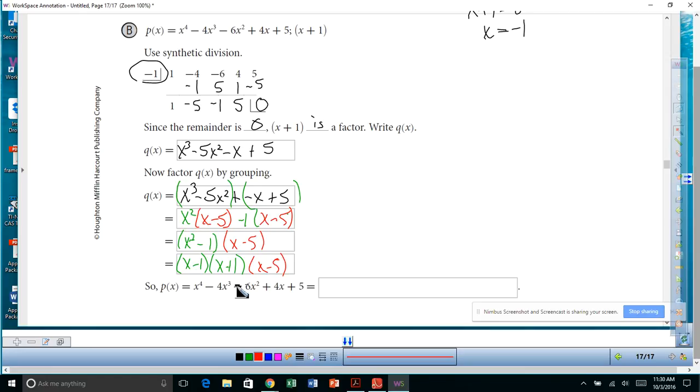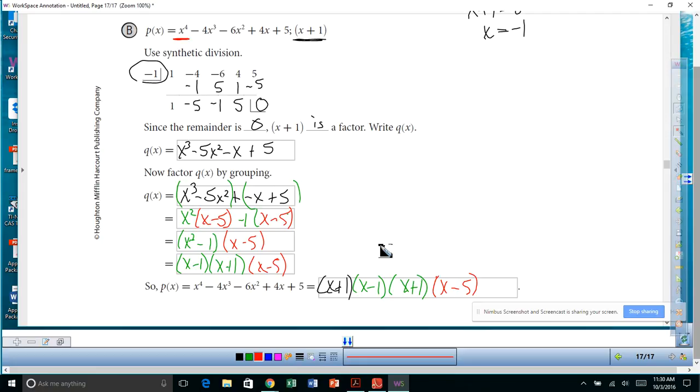So what do we have here? Well, originally we had x plus 1 up here. So we've got x plus 1, and then we've got down here x minus 1 times x plus 1 times x minus 5. Wow, you have just factored a fourth degree polynomial. Isn't that cool? That is so cool.